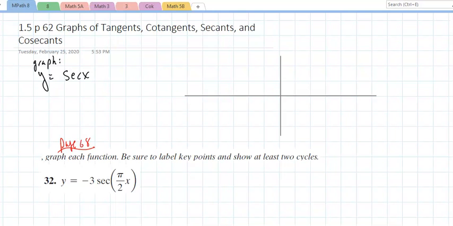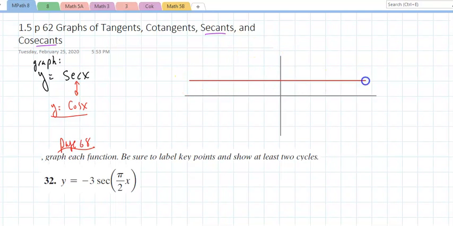Section 1.5 talks about the graphs of tangent, cotangent, secant, and cosecant. The good news: if I want to use secant and cosecant, I already know how to graph that. To sketch a graph of y equals secant, you really want to look at y equals cosine of x. So we're going to graph this. Well, we know how to graph this.